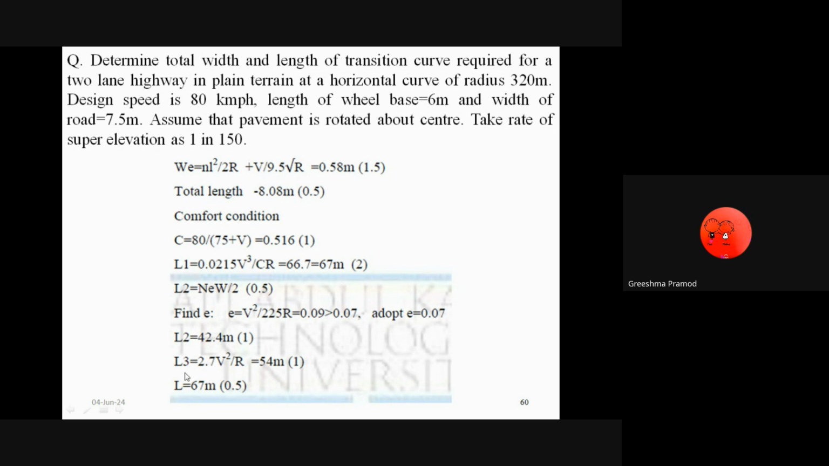ഇനി L3 എന്ന് പറയുന്നത് that is the length which is based on the empirical formula, the IRC formula. Okay, അത് പ്ലെയിൻ ആൻഡ് റോളിംഗ് ടെറൈൻ ആണെങ്കിൽ LS ന്റെ ലെങ്ത് ഓഫ് ദ ട്രാൻസിഷൻ ഫ്രം ദ ഫോർമുല 2.7 v²/r. ഇവിടെ പറഞ്ഞിട്ടുണ്ട് പ്ലെയിൻ ടെറൈൻ ആണ്. പ്ലെയിൻ റോളിംഗ് ടെറൈൻ ആണെങ്കിലാണ് നമ്മൾ ഈ ഫോർമുല. ഇനി അഥവാ മൗണ്ടനസ് അല്ലെങ്കിൽ സ്റ്റീപ്പ് ടെറൈൻ ആണെങ്കിൽ Lന്റെ ഫോർമുല v²/r. സോ അത് നമ്മൾ ഫോർമുല സബ്സ്റ്റിറ്റ്യൂട്ട് ചെയ്ത് എഴുതിയതാണ്, വാല്യൂ കിട്ടി.